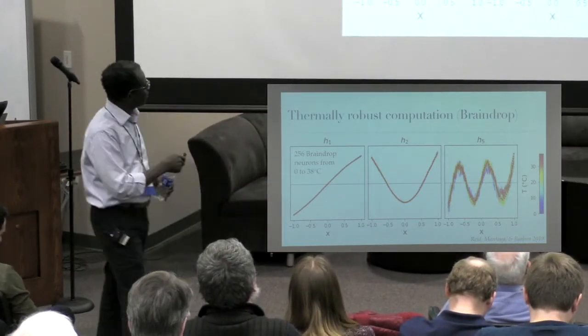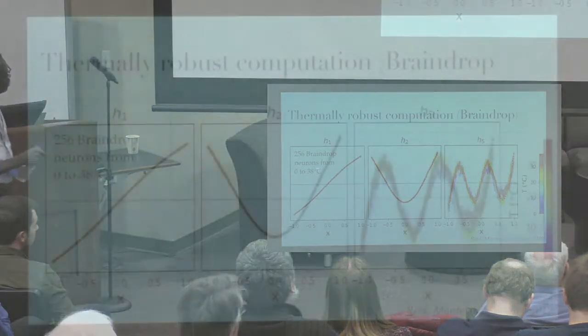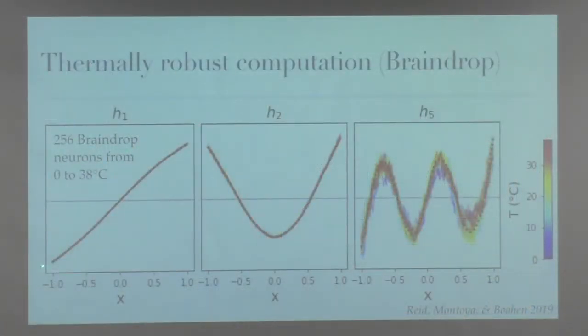And it works. So now at 40 degrees Celsius from BrainDrop, with 256 BrainDrop neurons, I can basically decode this function temperature invariant. If it's quadratic, I can still do pretty good. As the function gets more complicated, I start seeing the thermal variation, like you see here. There's the same amount of thermal variation here, but it's very tight. Because, yeah, you could increase the number of neurons and you could get that down as well.